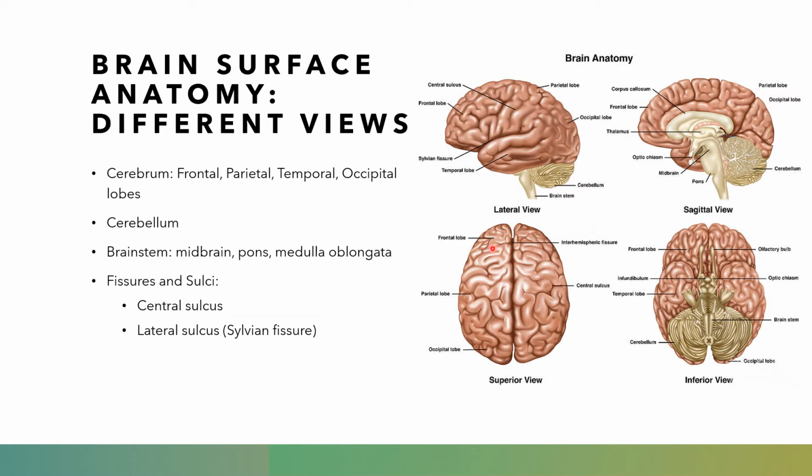We have our central sulcus, which divides the brain into a left and a right half. We have the lateral sulcus, or lateral fissure, which is also known as the Sylvian fissure, which separates the temporal lobe from the rest of the brain. So like I said before, please take time to look at these different views of the brain and know the surface anatomy from each of these views.